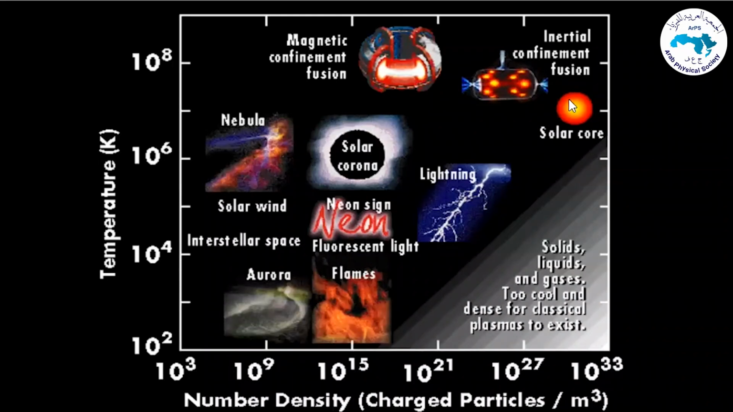Of course, the core of the sun is extremely dense, but actually it's 10 to the power 8. You can see in this graph, I'm just noticing right now, that the highest temperatures reached are inside the magnetic confinement device, okay? Which is basically a tokamak here, which you see, that's the highest temperature.